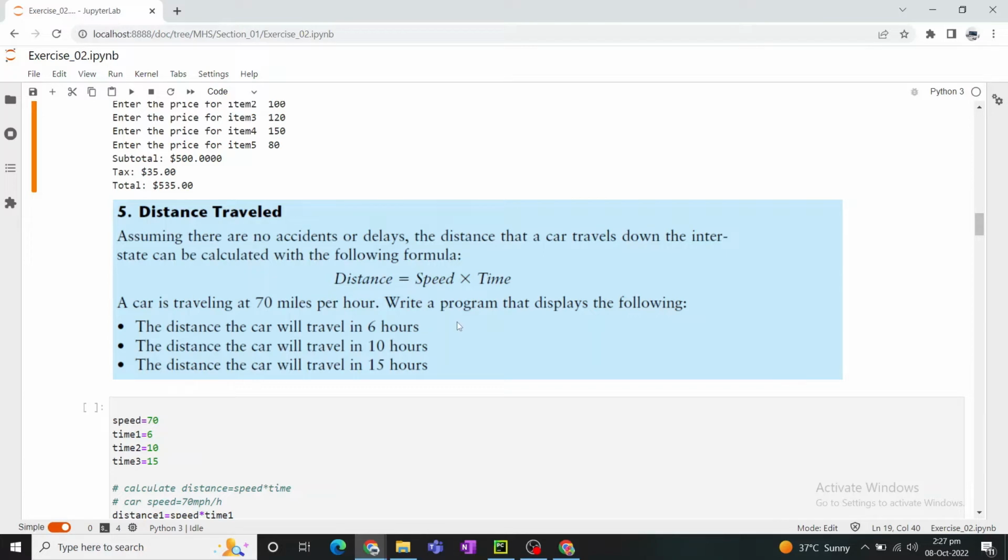So write a program that displays the following. The car is traveling at 70 miles per hour. Okay, so we have to calculate distance. The speed is constant, but the thing that varies is time. So we can see 6, 10, 15. We have to calculate the total distance covered at 6 hours and the total distance covered at 10 hours, and similarly for 15 hours.